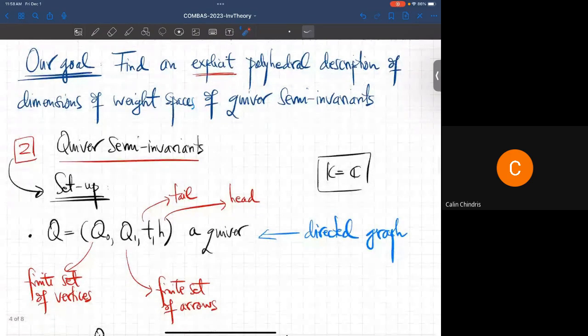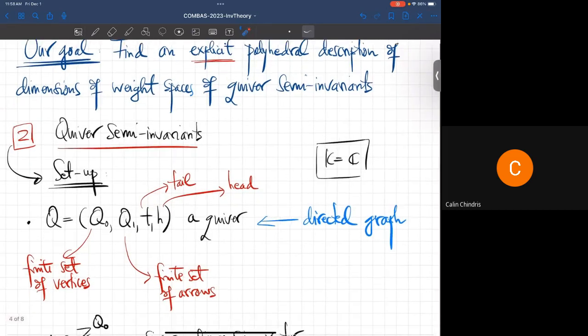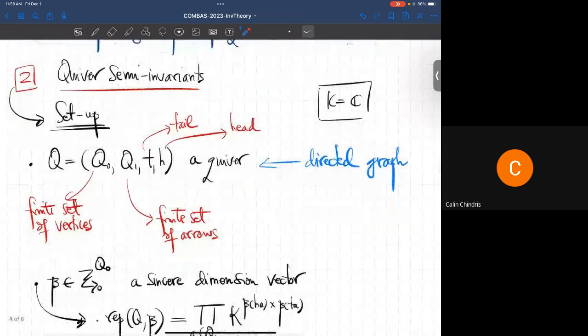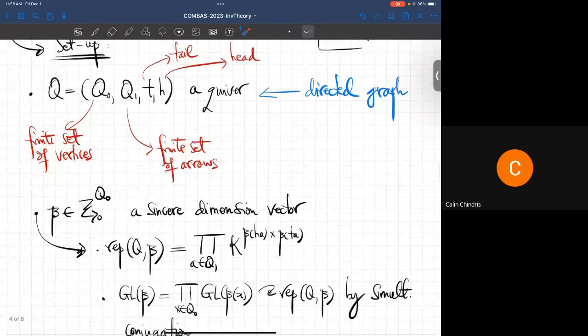So a quiver, as we already saw this morning, is just a directed graph. It has a finite set of vertices, a finite set of arrows, and then there are tail and head functions. They assign to every arrow its tail and head respectively. A dimension vector is just an assignment of non-negative integers to the vertices. I assume that the dimension vector is sincere, meaning that all coordinates are positive. This is something that Maciej already mentioned as well.